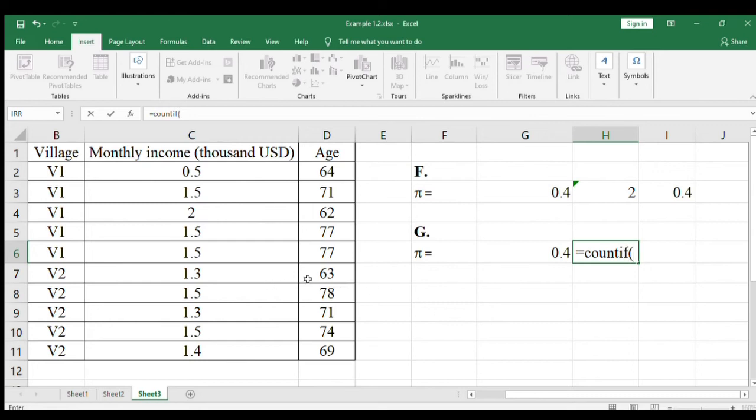We choose the ages of all the people in village 2, and the criteria is smaller than 70. So there are 2 people in village 2 younger than 70 years old, and the proportion is 2 divided by 5, you get 0.4 or 40%.